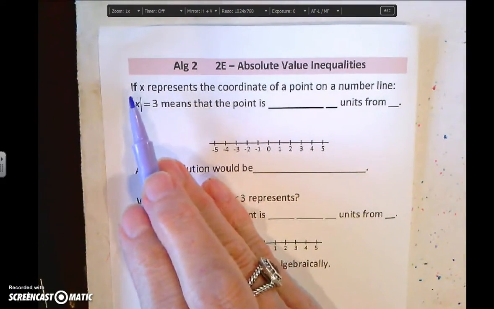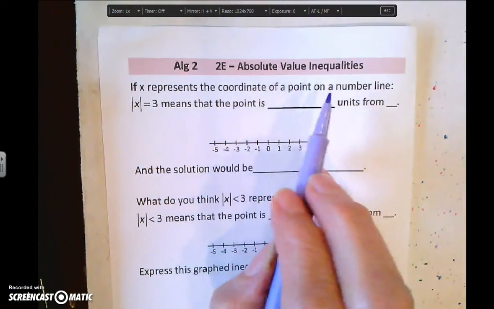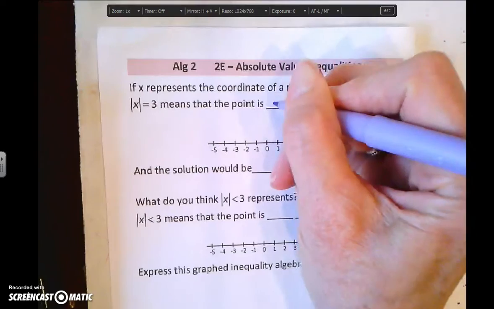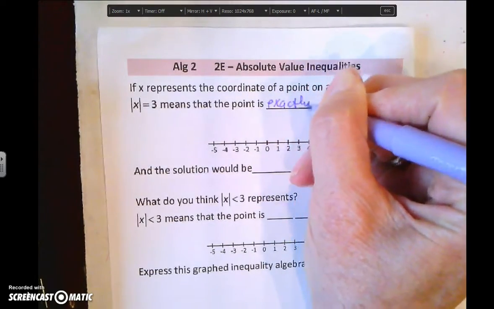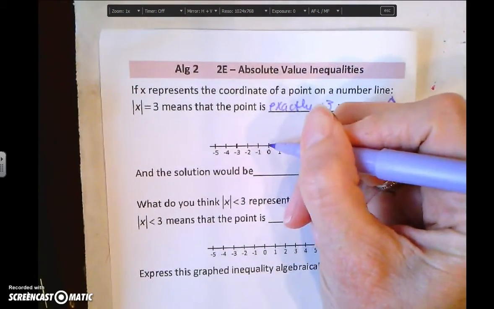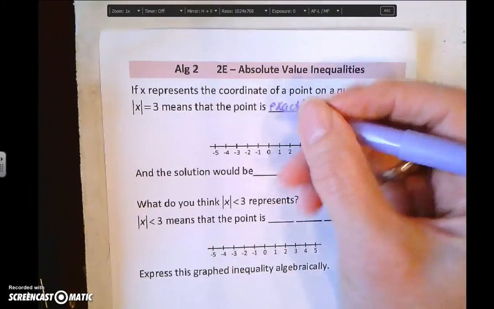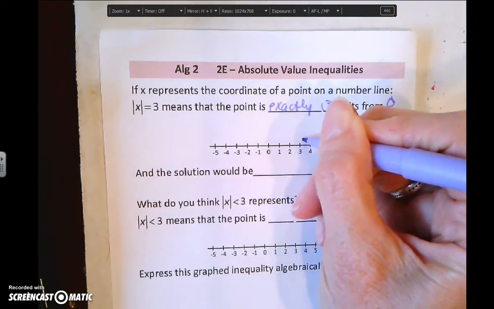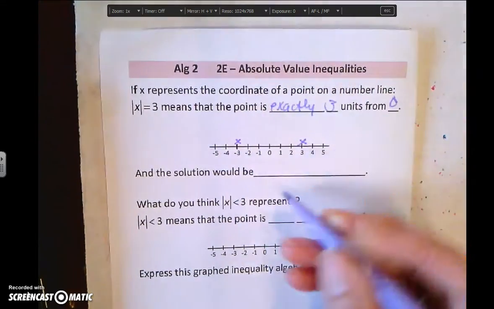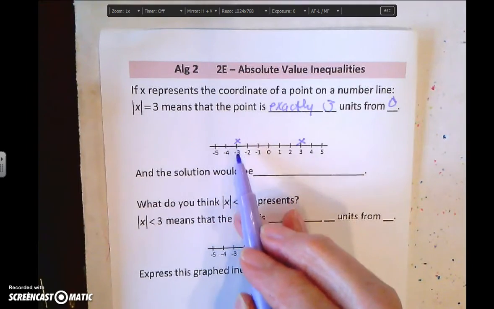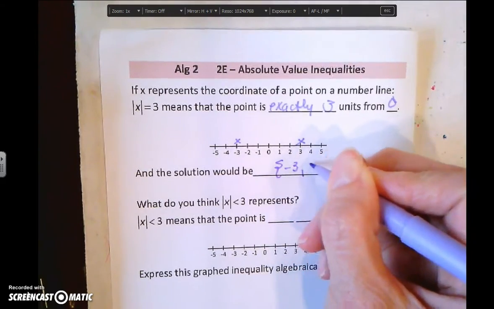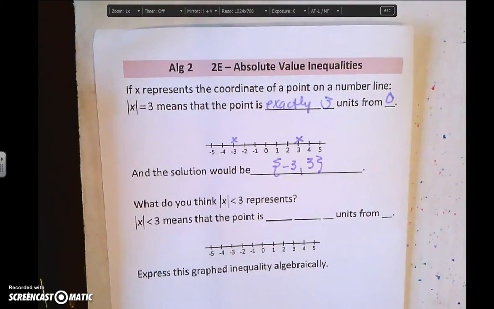So we learned in the last section, if x represents the coordinate of a point on a number line, the absolute value of x is equal to 3 means that the point is exactly 3 units from 0 on the number line. So here's 0. So the solution x is 3 units away. So 1, 2, here's an x. And starting at 0, we can also go to the left, 1, 2, 3. And so we come up with two solutions. X could either be -3 or 3, and we'd write it like this, the set of -3 and 3.